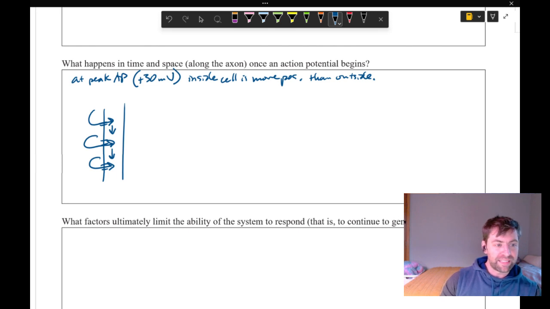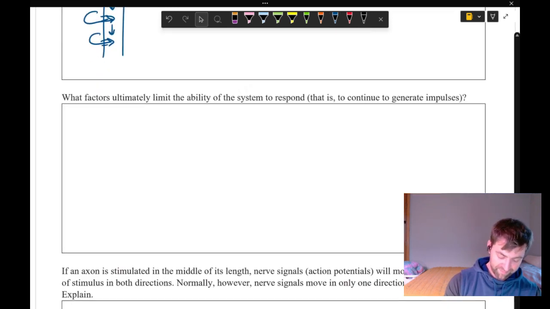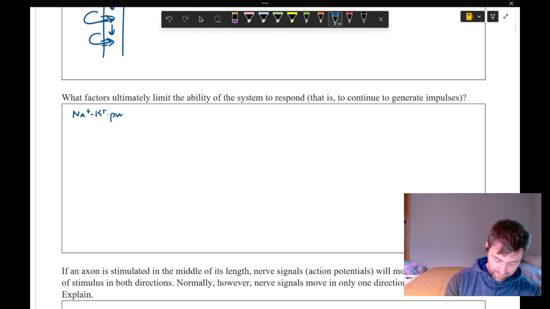What factors ultimately limit the ability of a system to respond, that is, continue to generate impulses? Sodium potassium pumps' ability will limit this, and they're limiting this simply because they take time to establish resting potential.